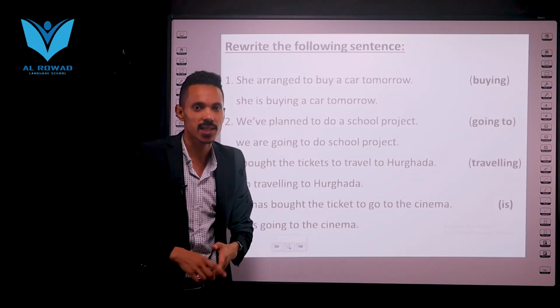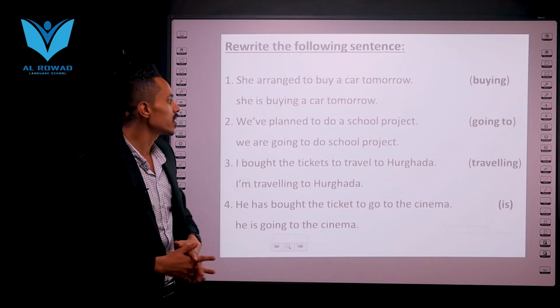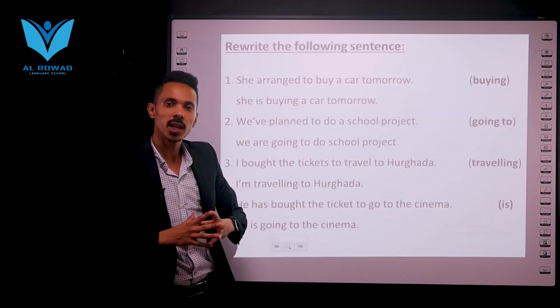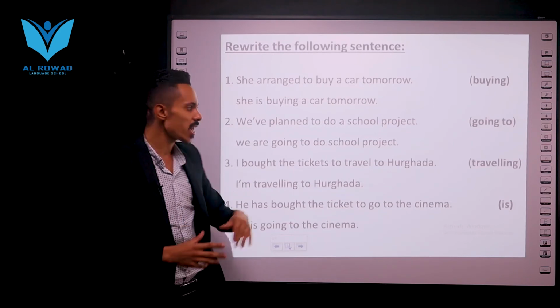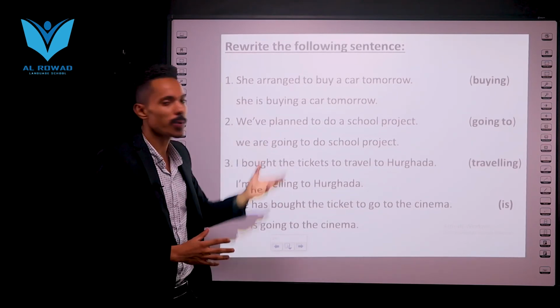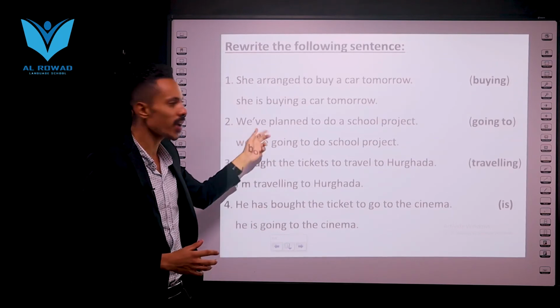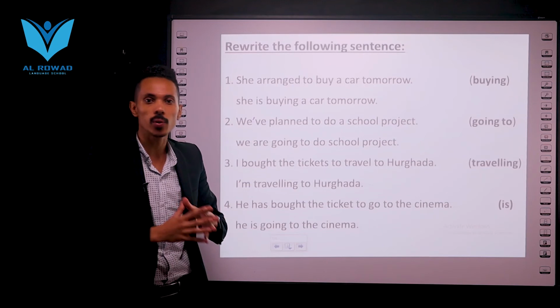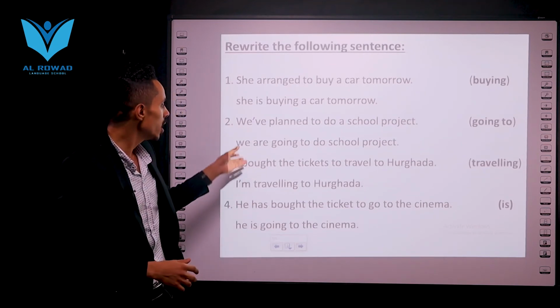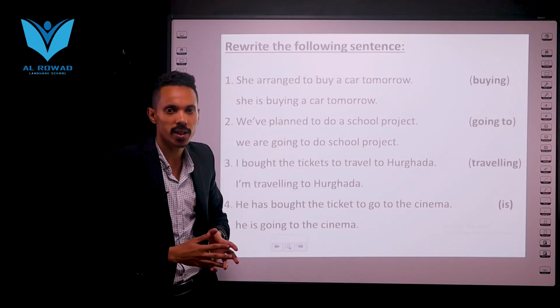For the second example, here we planned to do a school project. Here it's a future plan, and in the future plan I can use this way, "plan" or "planned" or "has planned to", and also I can use "be going to". So I can say, we are going to do a school project.